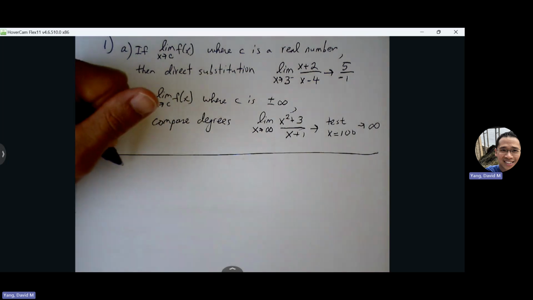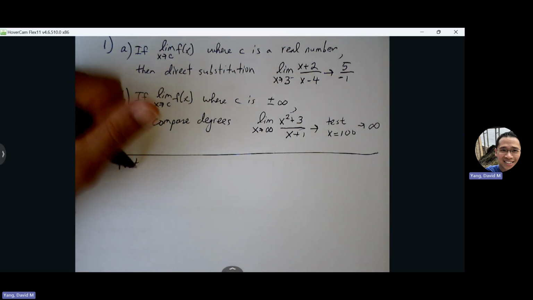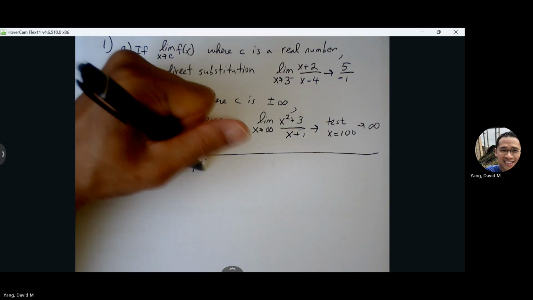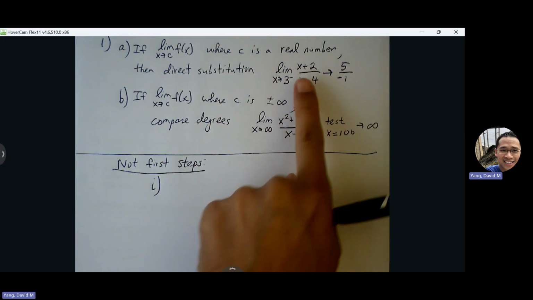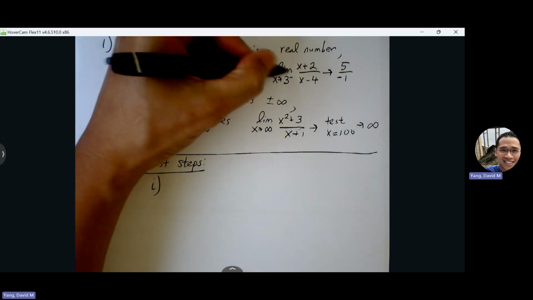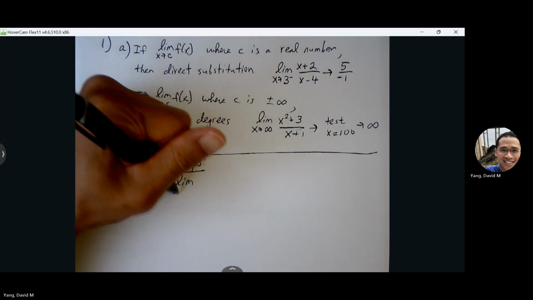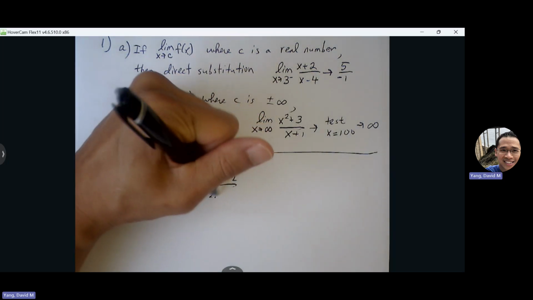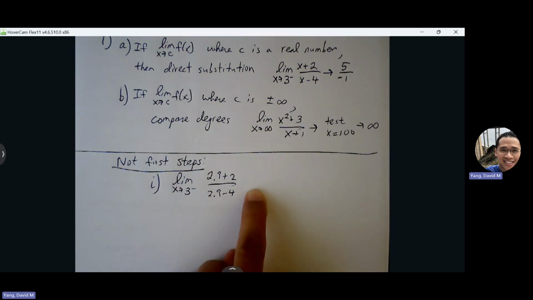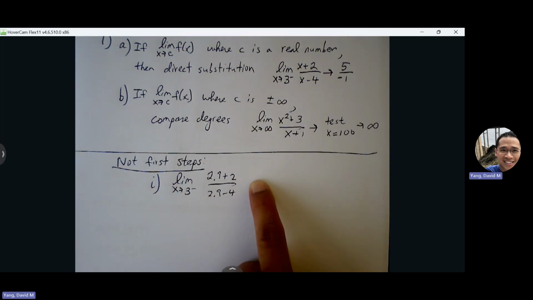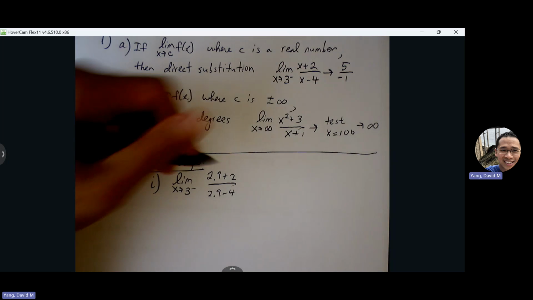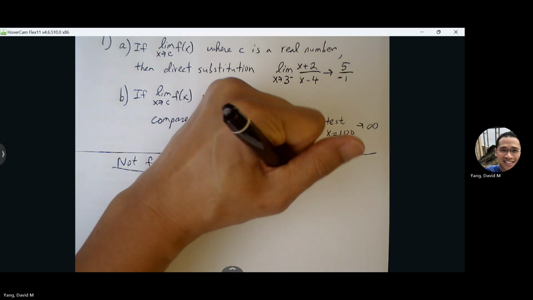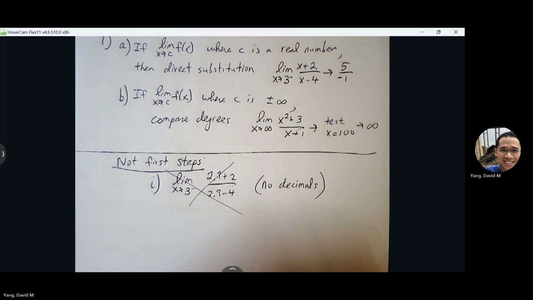But this is what I see students do, okay? And so these are not first steps, even though it may be tempting. And then you can imagine like this one, right? Students want to do decimals. And they want to do 2.9 plus 2 over 2.9 minus 4. And then they're just trying to get to some decimal value, and that is not correct, right? So decimals is never your first step, okay?